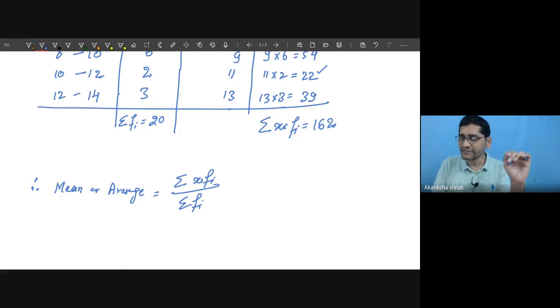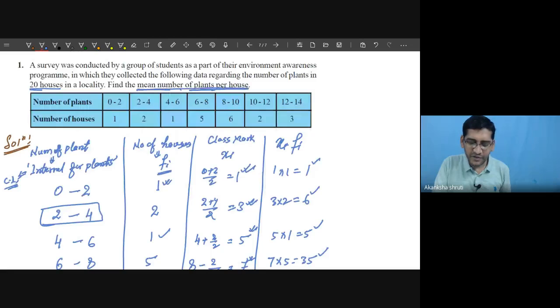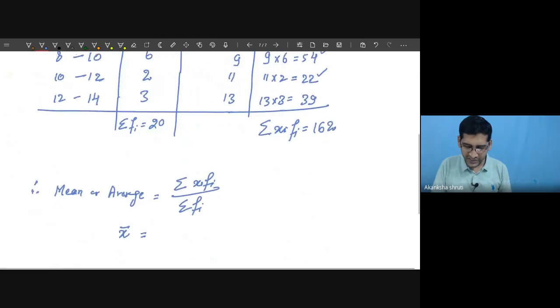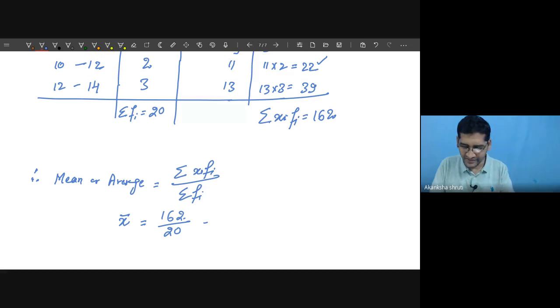So always write the formula. Writing the formula itself carries marks in statistics. Very important. So this way we are calculating the mean of the number of plants per house. So 162 divided by 20. Go for dividing this. It is 8.1.